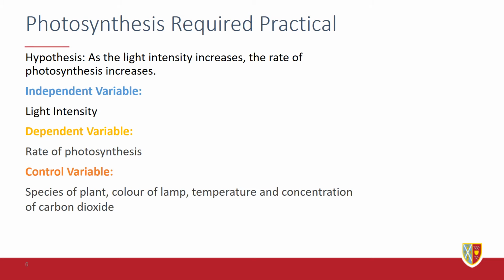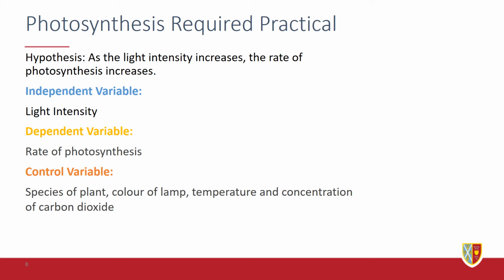And finally, we have control variables. Anything that's going to affect the rate of photosynthesis that is not light intensity has to be a control variable. So the species of plant, if we have a different species of plant that photosynthesizes faster, we can't swap to that one halfway through. Okay?